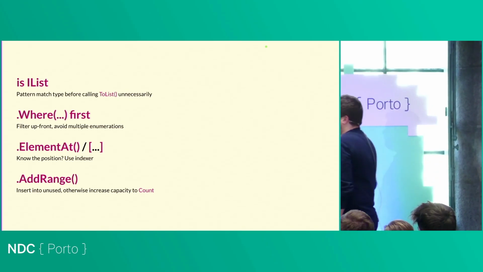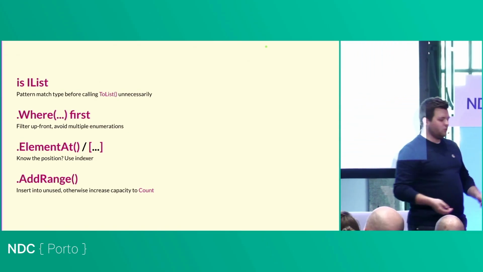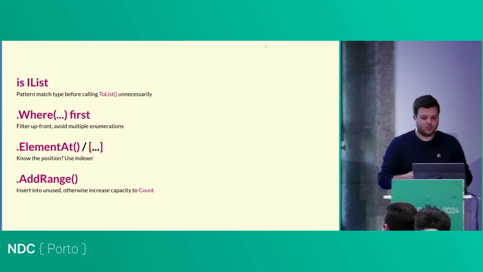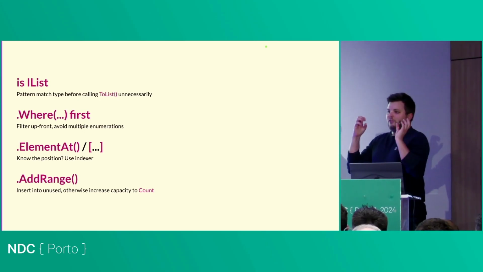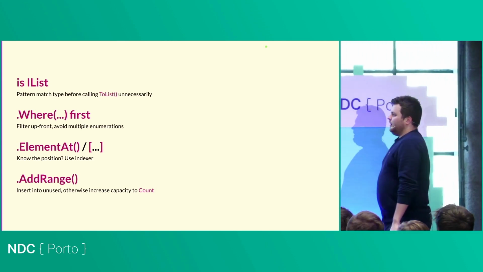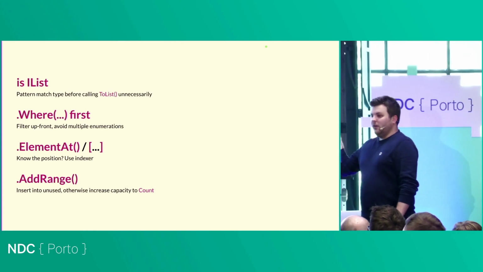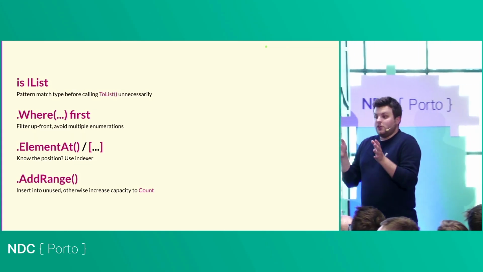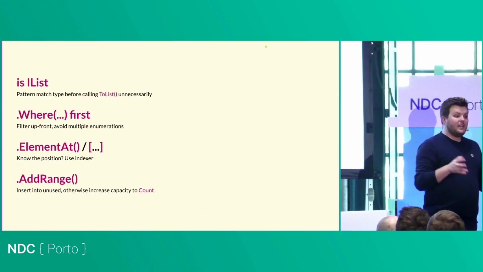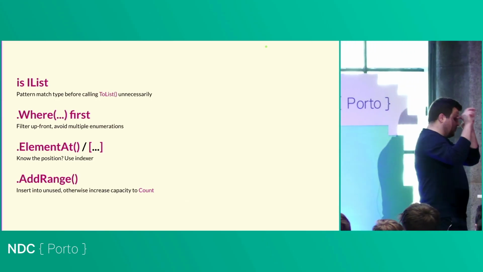Put your filtering up front. So where you're doing those where clauses, rather than doing an any check with a predicate in there and filtering your results, do that first and then call any on the result of that enumeration. Things like element at or indexes, where you're working with a list and you already know the position of the item, use the position. The index is a really, really efficient way in memory of getting to a specific point.